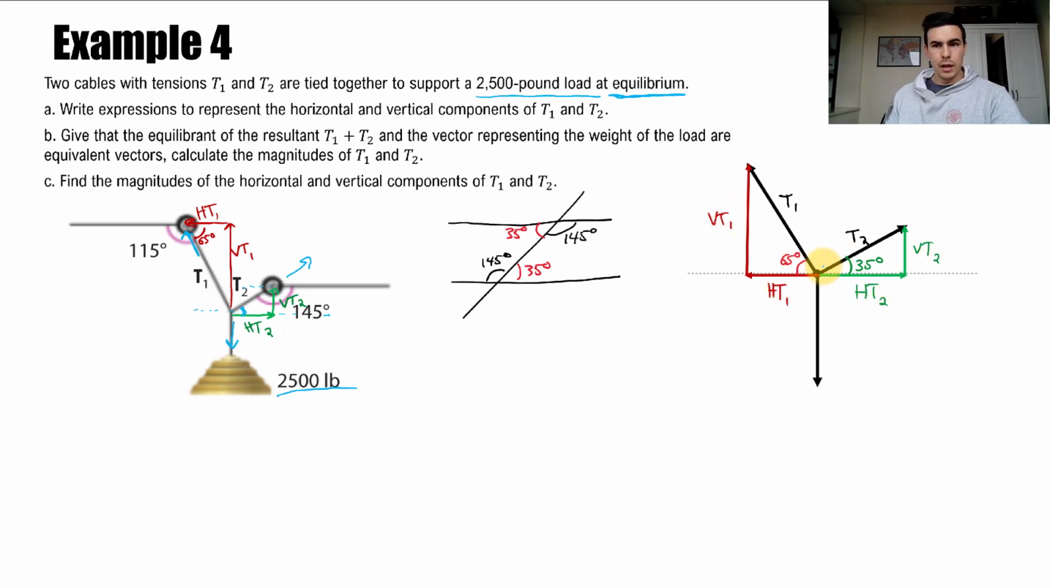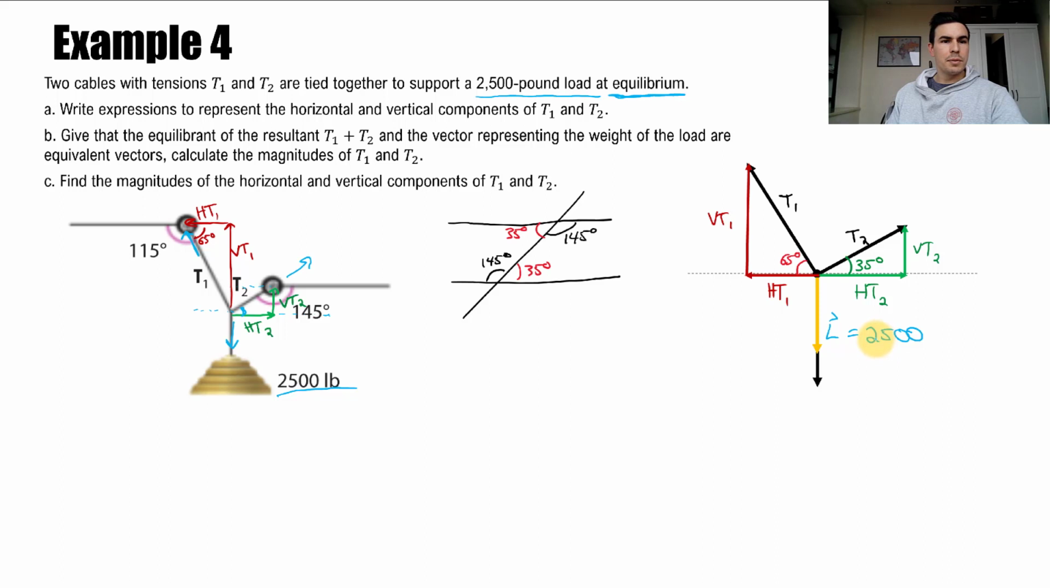And now I've got my angles. We've got this load here, which we can call L. That's our 2,500 pounds. It's sitting at equilibrium.